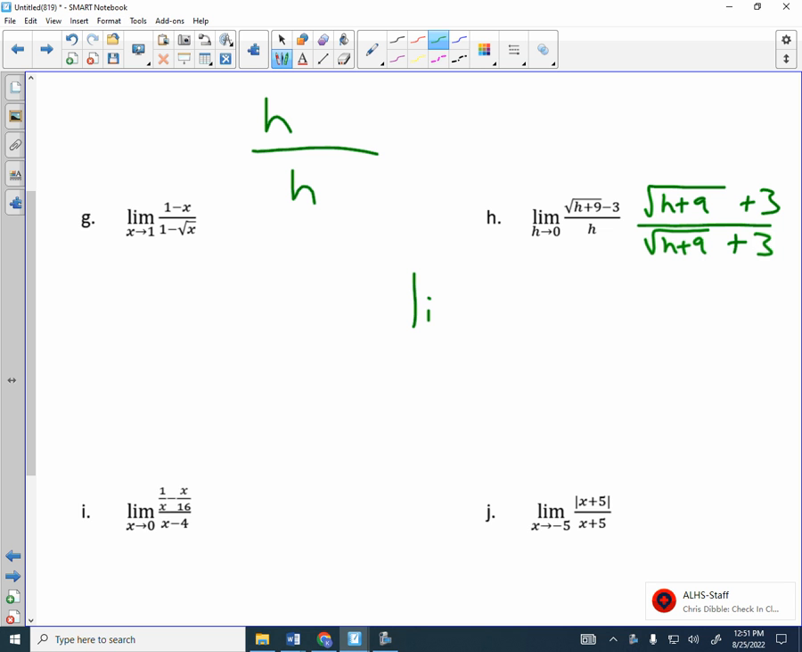Let's multiply that out. I get the limit as h goes to 0 of the square root of h plus 9 times the square root of h plus 9 is h plus 9. And then I have negative 3 times positive 3, negative 9, because the middles cancel. Look at the denominator. That's where you've got to be a little bit careful. It's h times the quantity. Okay? So the bottom looks ugly, but just leave it alone. Square root of h plus 9 plus 3.